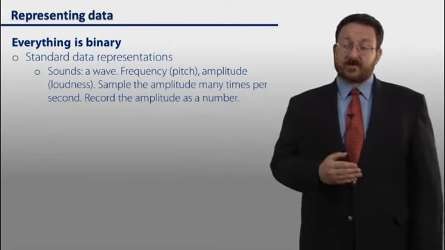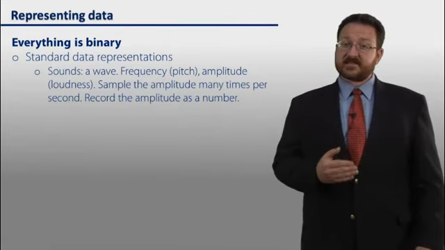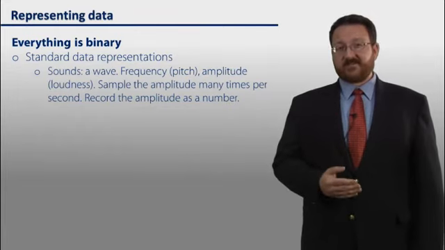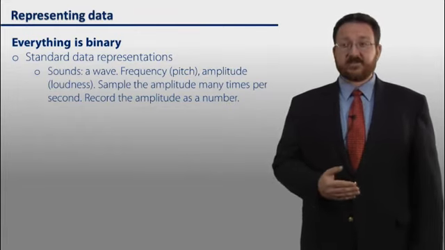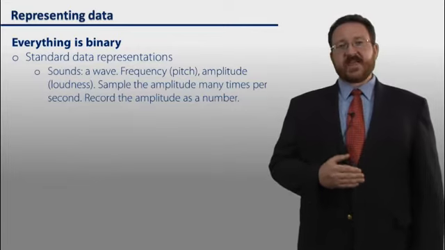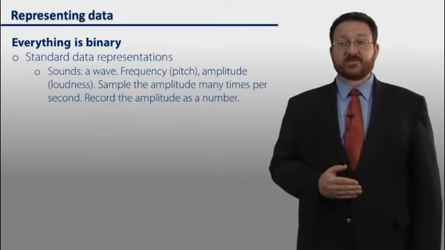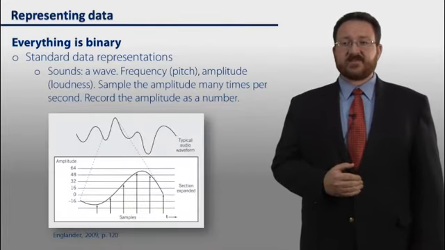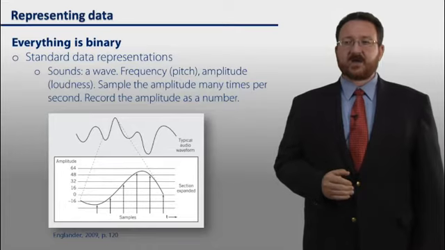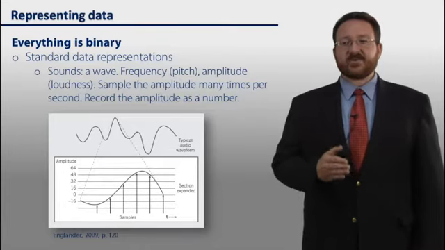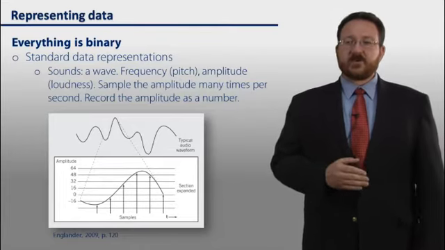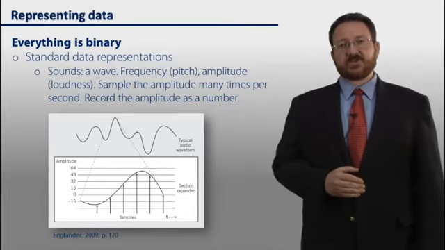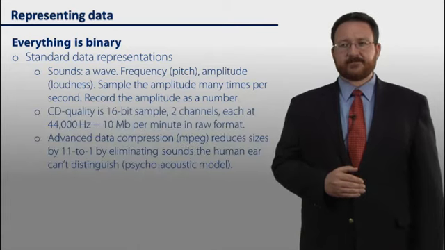Sound. Sound is a wave that travels through a medium. It's some energy form. And so, how do we represent a wave of energy in a computer system? The answer is that we sample the amplitude of that wave many times per second, and we record that amplitude as a number. Here's an example of a sound wave. The lines on the bottom represent the times at which we sample the amplitude. And so we play back this sequence of amplitudes, and we get an approximation of the original sound wave.